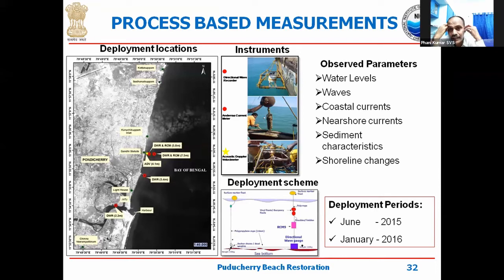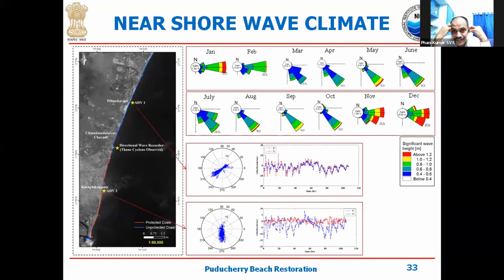These are the wave roses for various patterns, where we identified the predominant waves during the southwest monsoon and northeast monsoon periods, and also the changeover period. The significant wave height was also studied, so that these values were used in our simulations. Next slide, please.